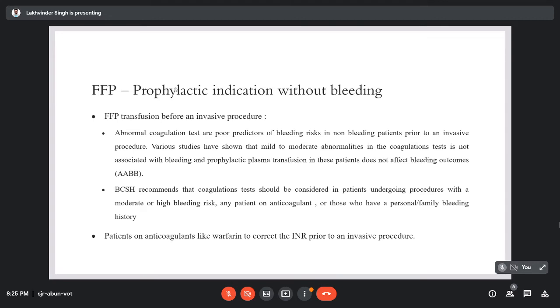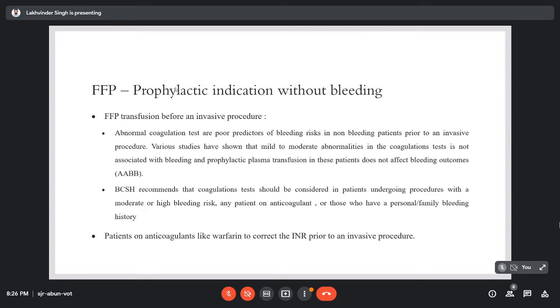But the British Committee for Standards in Haematology recommends that coagulation tests should be considered in patients undergoing procedures with a moderate or high bleeding risk, any patient on anticoagulant, a patient taking warfarin, or those who have a personal or family bleeding history. In those patients, yes, you may give prophylactic FFP just before you take the patient for surgery. Maybe 4 hours, 6 hours prior to surgery, you can give the FFP transfusion.